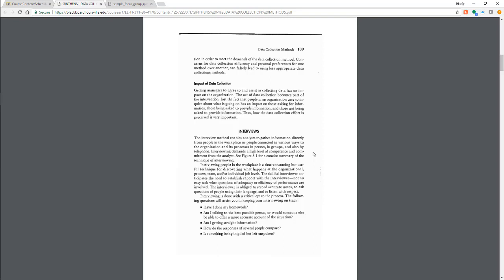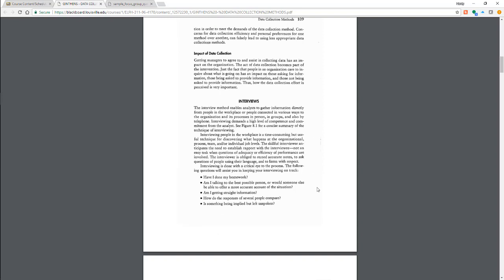So if you scroll down for this paragraph over here, you can see some examples of some of the questions. So, have I done my homework? Am I talking to the best possible person, or would someone else be able to offer a more accurate account of the situation? Am I getting straight information? Some of these questions will help you actually keep the interview on task.